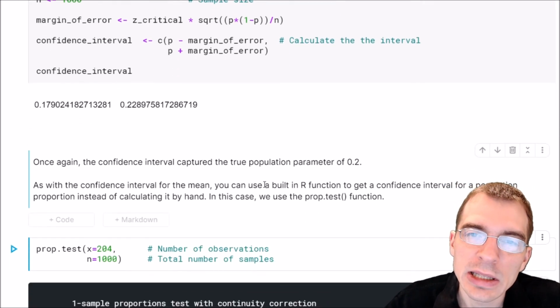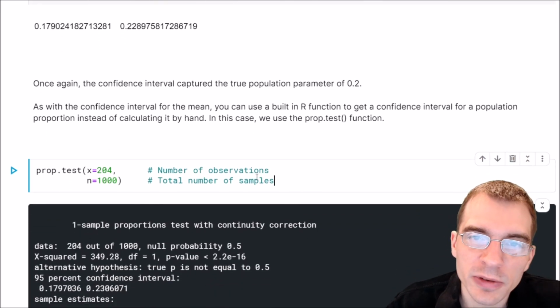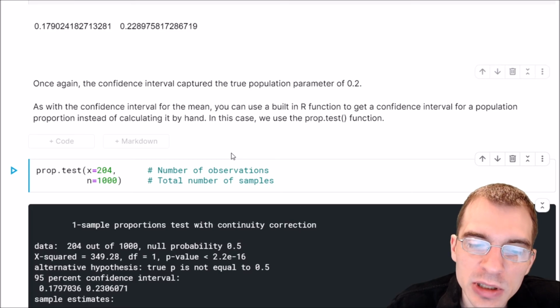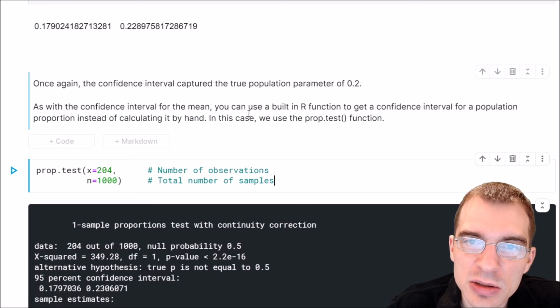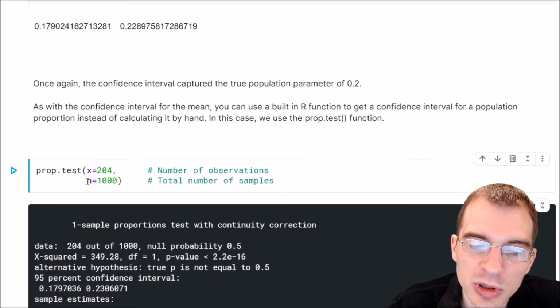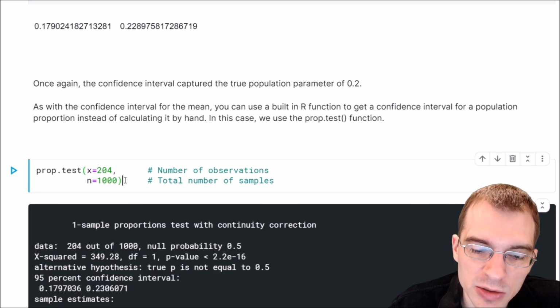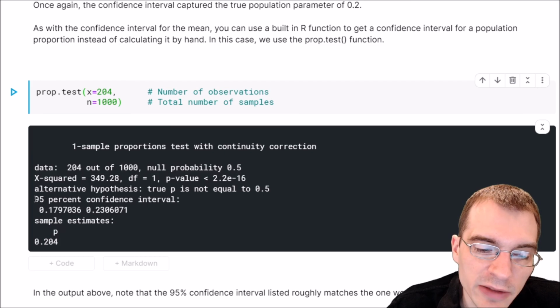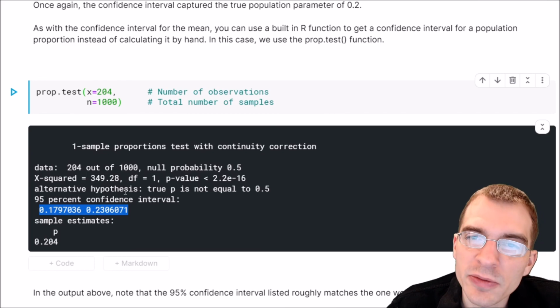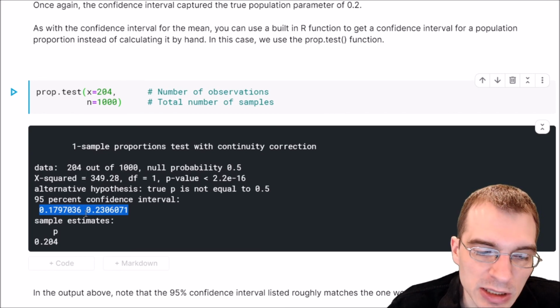Now, instead of calculating this all out by hand, we could have used an R function to do this one as well. That function is called prop.test. For the function, you just need to specify what your x value is, so the number of observations that you had, and n is the total number of samples. So in this case, we drew a sample of 1,000, and 204 of those, so 20.4%, happened to be the group we were interested in. So if we just call prop.test on those values, the output is giving us a 95% confidence interval. It's basically the same as the one we got above. It might be a little bit different due to some numerical rounding and things like that, but it's essentially the same.